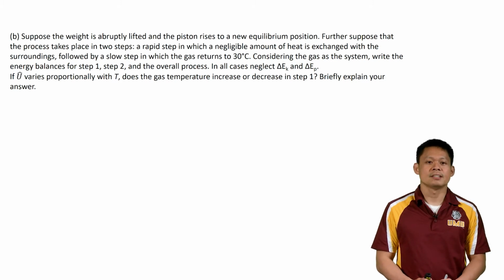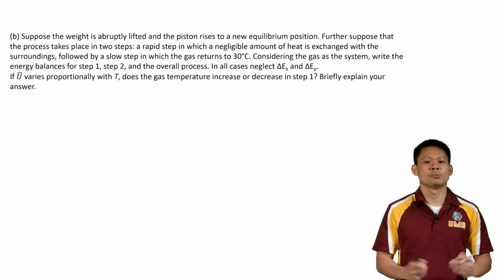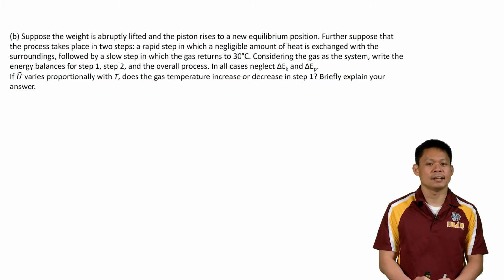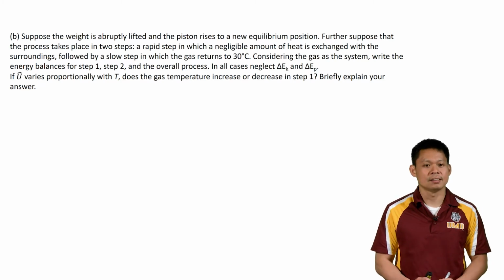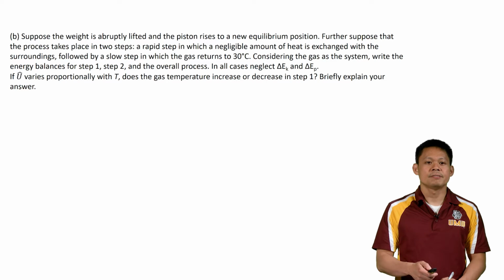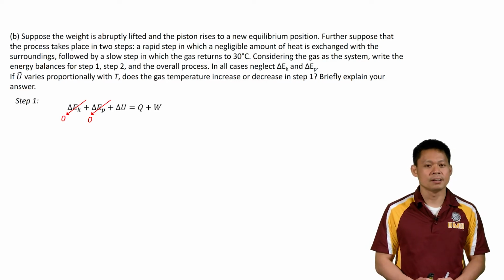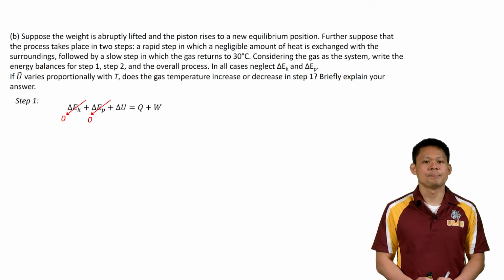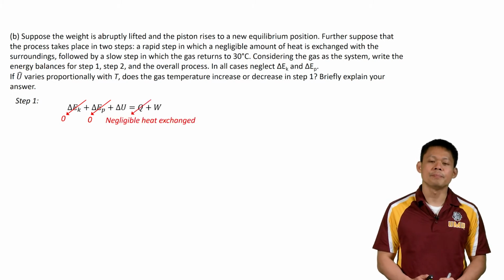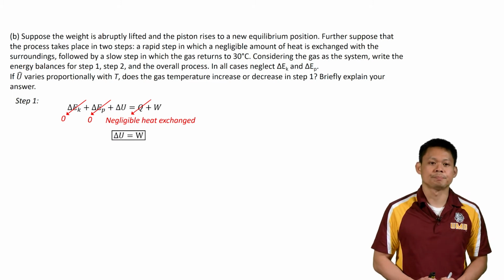So considering the gas as the system, we want to write the energy balance for step 1, step 2, and the overall process, and we are told that we can neglect our change in kinetic energy and our change in potential energy. So let's do that first, and then we'll look at the last part of the question. In this first step, we start with our general energy balance. We're told to neglect kinetic and potential energy changes, so we have that. We are also told that a negligible amount of heat is exchanged, so that means our Q is 0. And our simplified energy balance is simply delta U equals W.